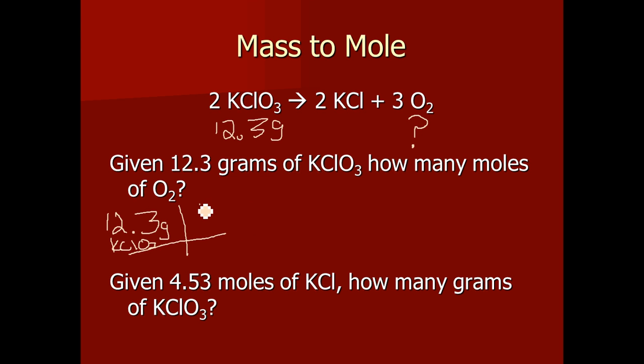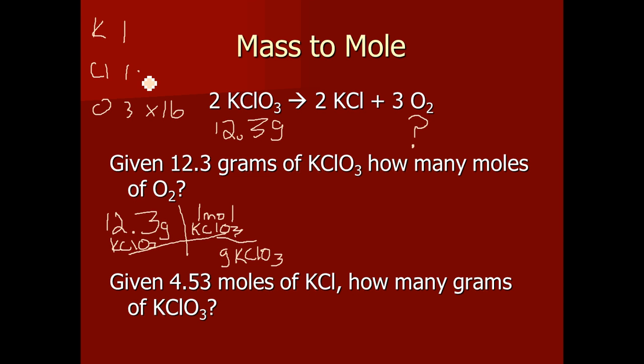Okay? So I know that I'm going to put 1 mole of KClO3 on the top. Okay, on the bottom, I'm going to put grams of KClO3. Okay? Well, we have to figure out how much KClO3 weighs. Well, it has 1 K, it has 1 Cl, and it has 3 oxygens, right? Well, each oxygen weighs 16, each chlorine weighs 35.45, and each potassium weighs 39.10.